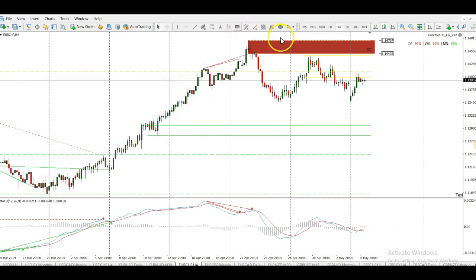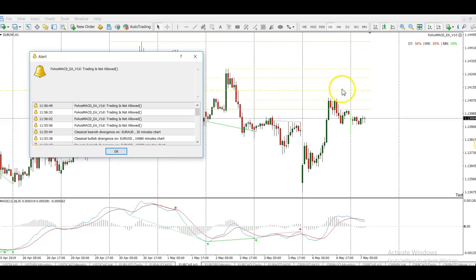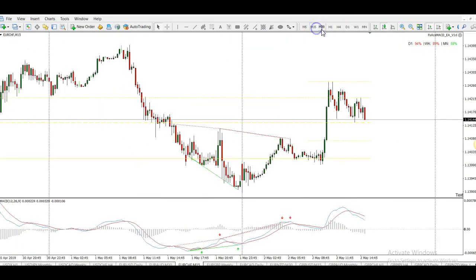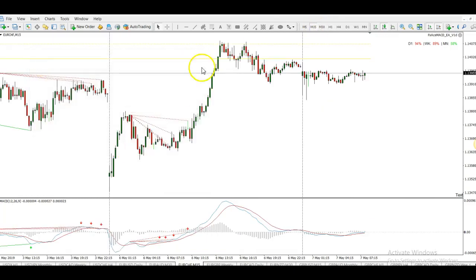Okay, and we've got an area here of interest which has been tested, and an area here that hasn't been tested, which is, well, it actually has just been tested. Okay, it was tested yesterday. Let's see if there was a signal with it. Nothing on the 1 hour. So this was a 15-minute signal yesterday.